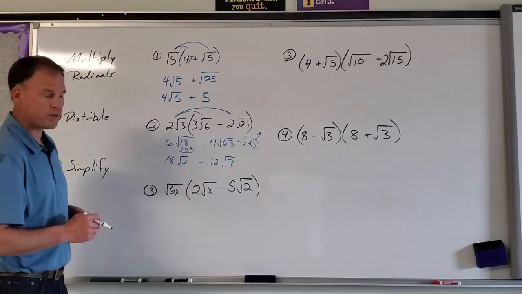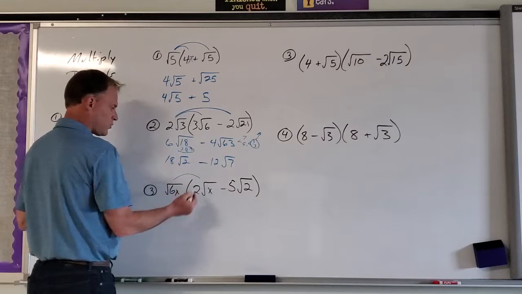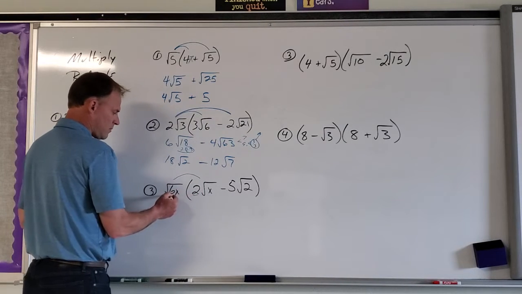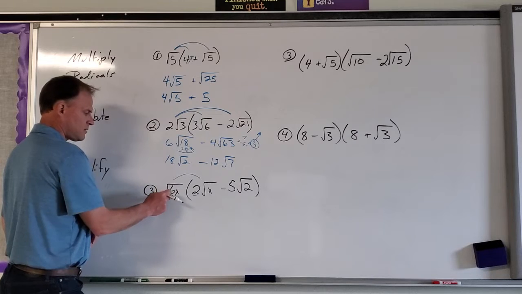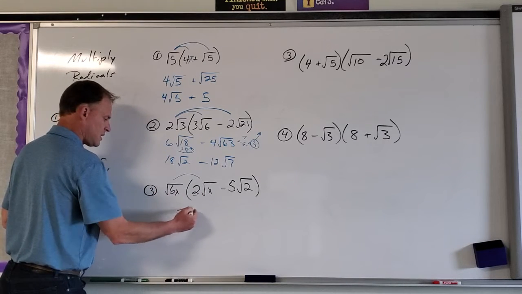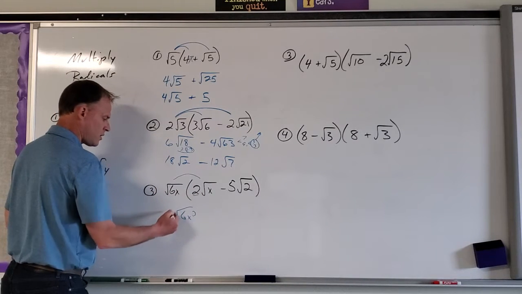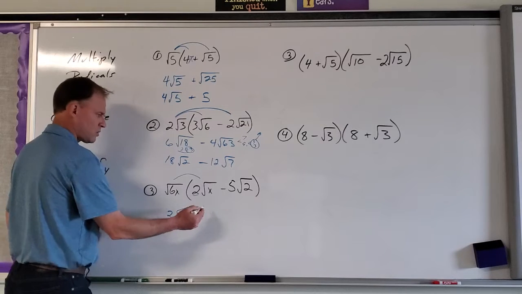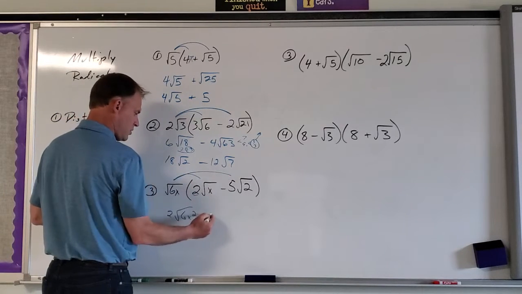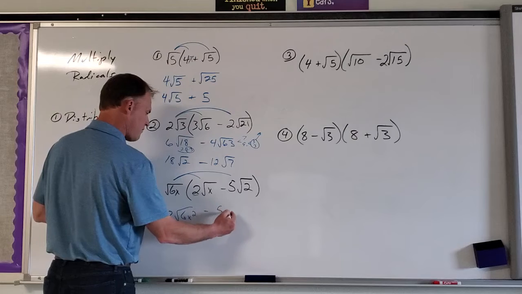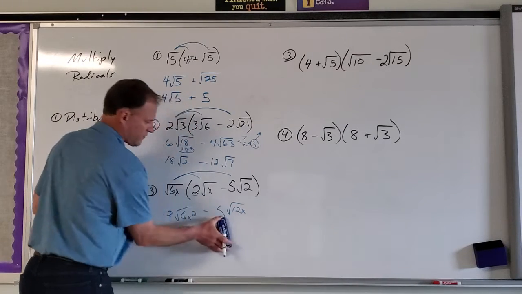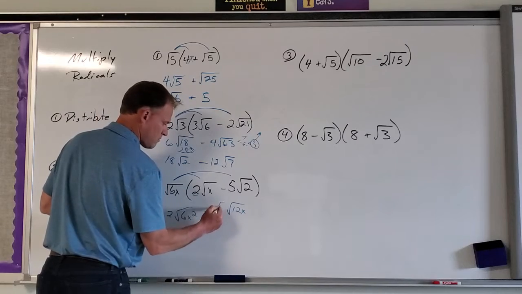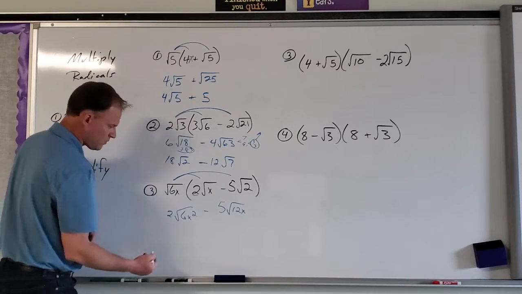So throw some variables in the mix. Again, follow your rules. This is an outside number, that's an inside number. They don't go together. So inside times inside. This is 6x squared with a 2 out front. Multiply here, minus 5 root 12x. That's an ugly 5. That is a mess too.